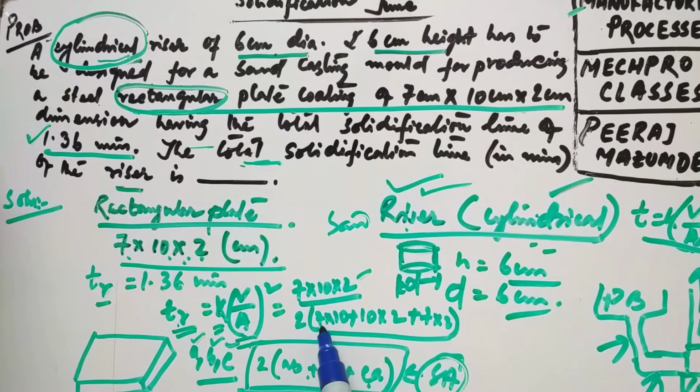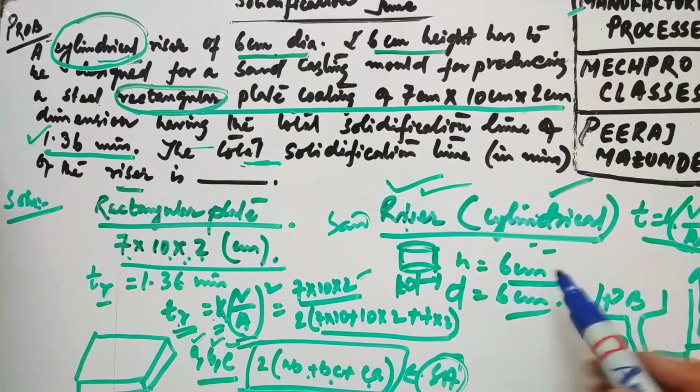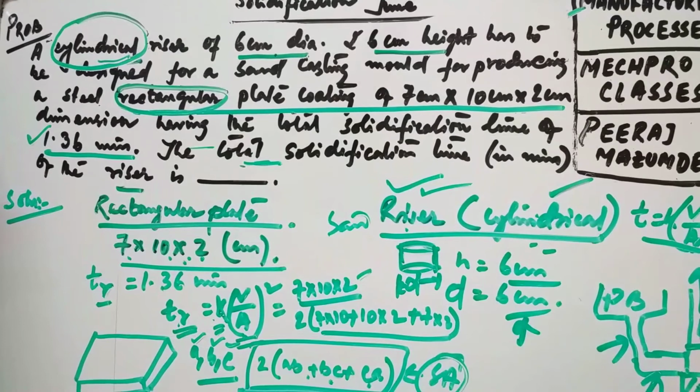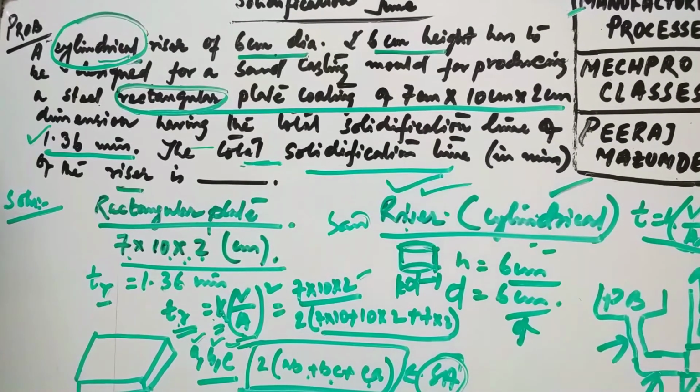Now from this relation, TR equal to 7 into 10 into 2 by 2 into (AB plus BC), that is 7 into 10 plus 10 into 2 plus 7 into 2, you have to find the value of K, that is a proportionality constant or mold constant. You then put this value of K in this relation for the riser, and find the solidification time for this particular riser. So let us find.